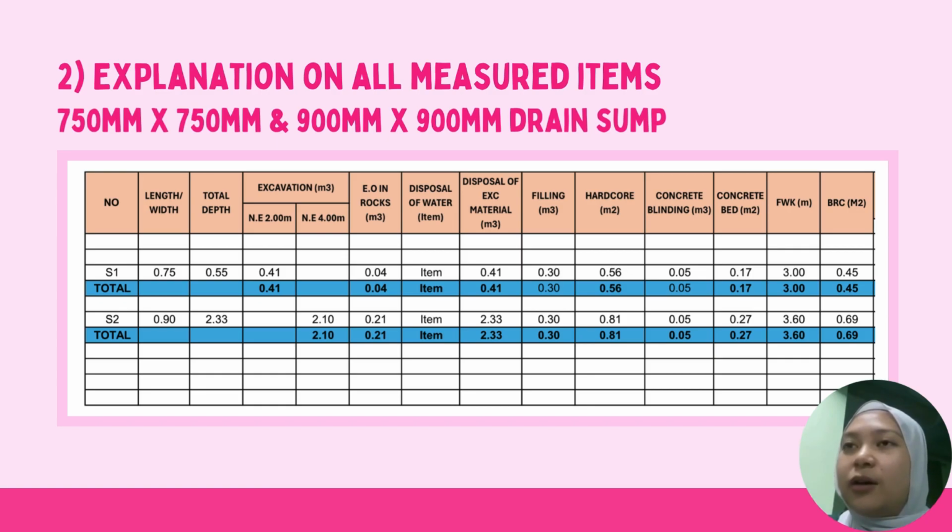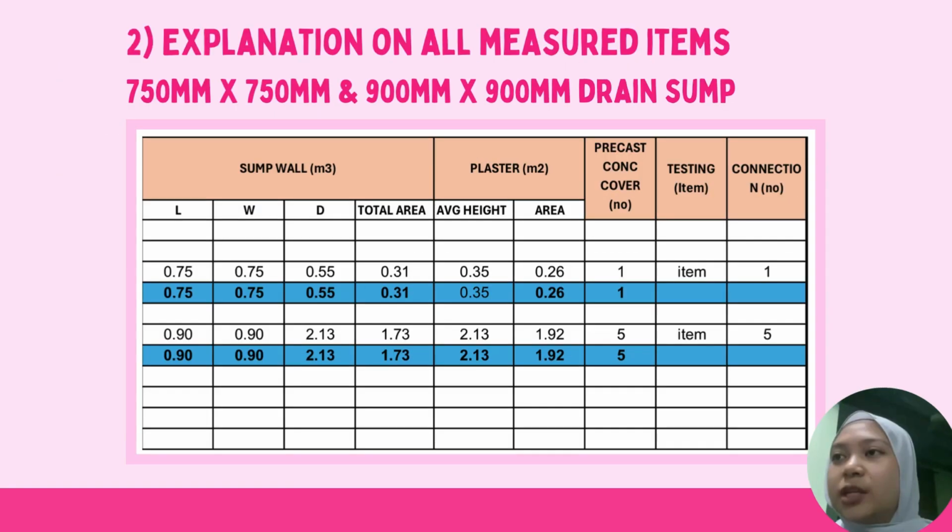Next is fabric reinforcement, which shall be measured in meter square. So we just take the length times with the width. Next is sum wall. We measured in meter square. Next is plaster, which we measured in meter square. We take the length times with the average height, so we get the total area that will be plastered.